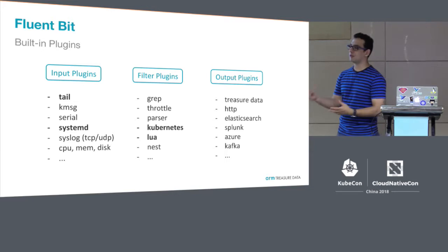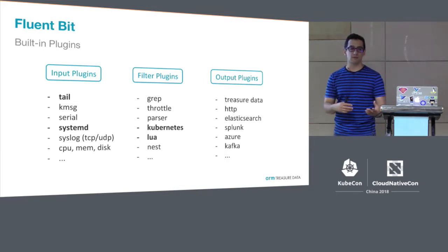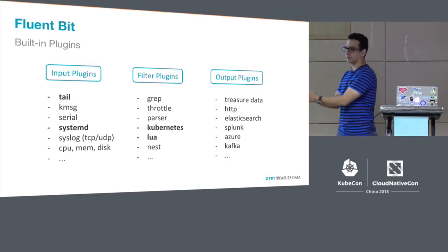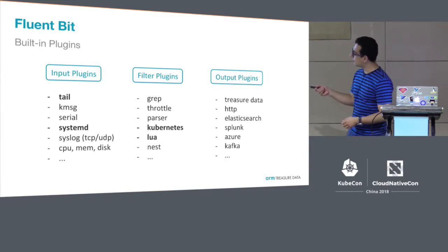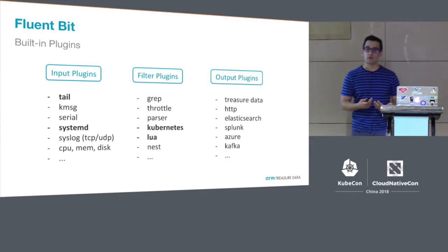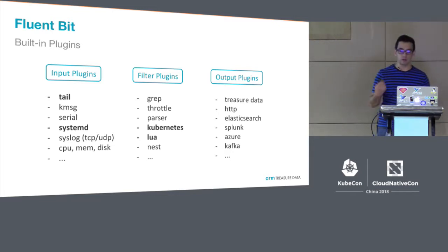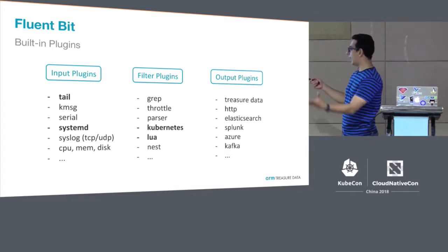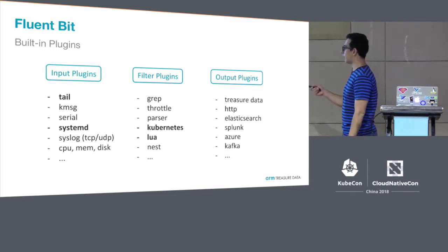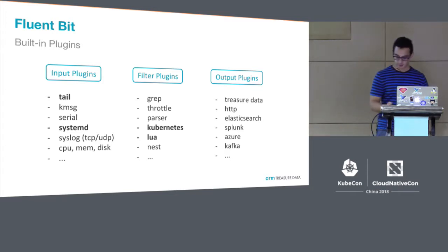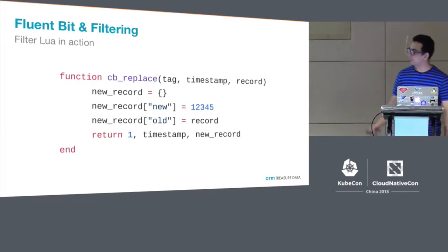So a very specific use case, and you cannot merge a plugin for something that is very specific to one user. So we created a filter which is called Lua, so you can write your own filters in a Lua script in a configuration file, and then the filter will call that. We are going to explain that. And as an output destination, well, we support Treasure Data and the service that we provide, HTTP endpoints, Elasticsearch, Splunk, Azure, Kafka, so on.